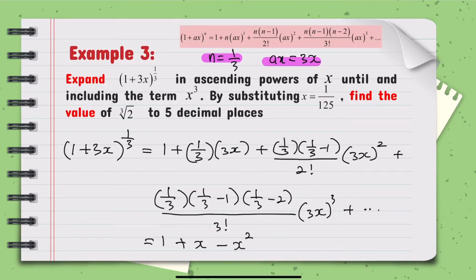Next term, (1/3)(1/3 − 1)(1/3 − 2)/3! multiplied by 3³ multiplied by x³. This equals plus 5/3 x³ plus triple dots. So this is the expansion when you expand (1 + 3x)^(1/3).